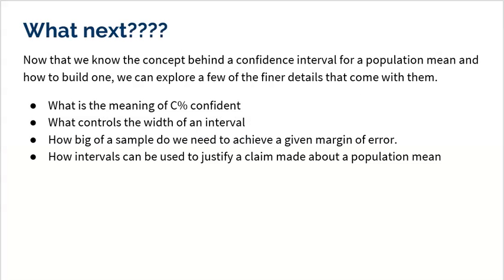We're actually going to talk about 4 details. Now, I know the name of this video is justifying a claim about a population mean, but that's actually only one of the 4 details I want to talk about in this video. First, I want to talk about what we truly mean when we say that we are C% confident, for example, 95% confident. I want to talk about what controls the width of an interval. I want to talk about how big of a sample do we need to achieve a given margin of error. And then lastly, we're going to talk about how intervals can be used to justify a claim about a population mean.